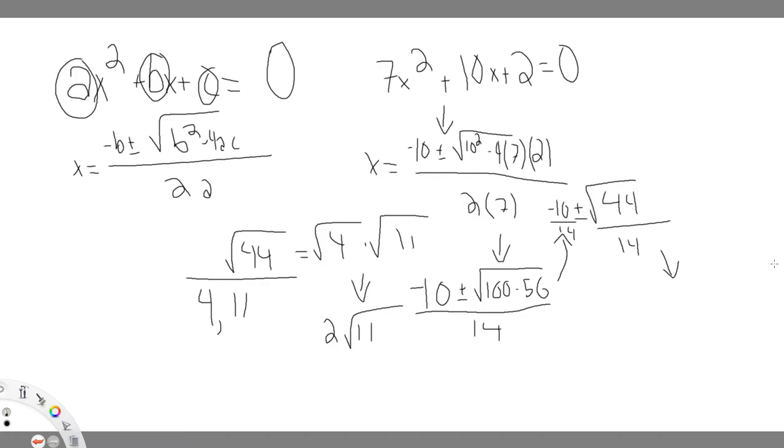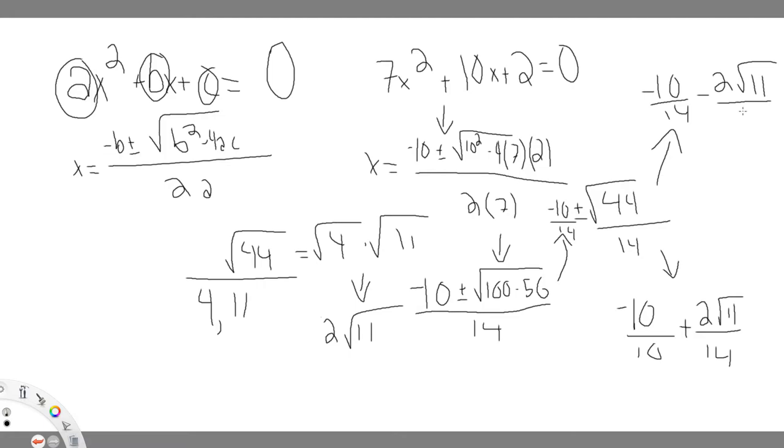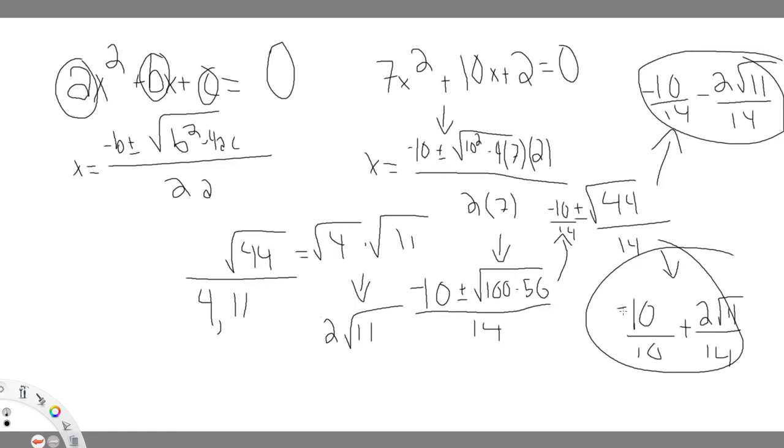Alright, that's basically it. We now have negative 10 fourteenths plus 2 square root of 11 over 14. And also, the other direction, negative 10 fourteenths minus 2 square root of 11 over 14. There. Now, if you want, we can simplify this even further.